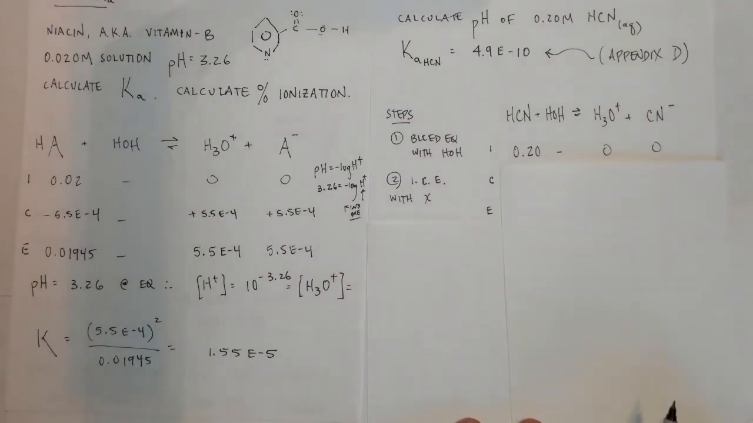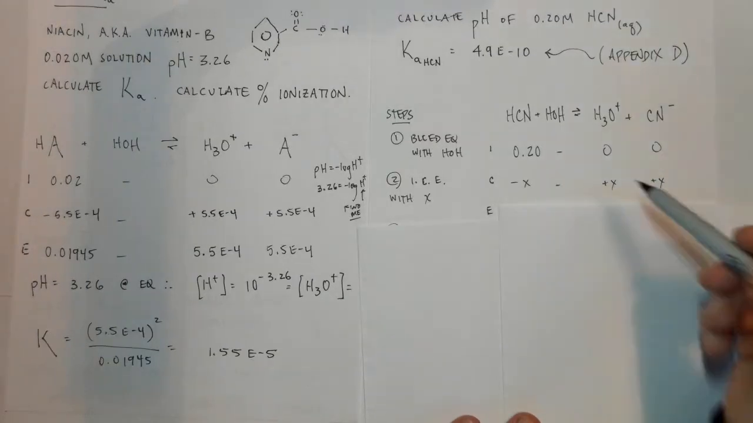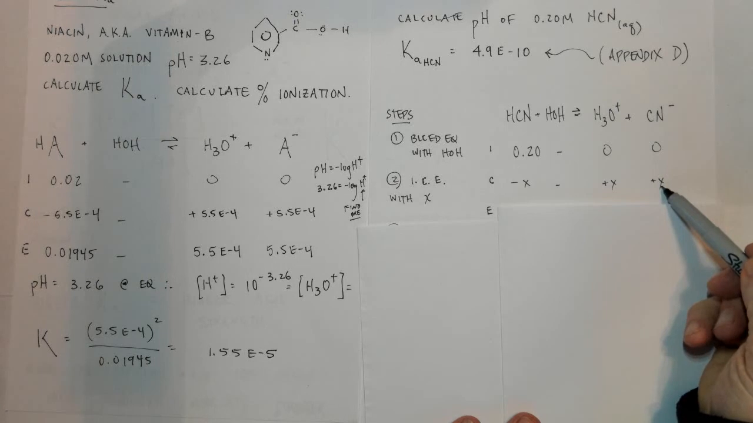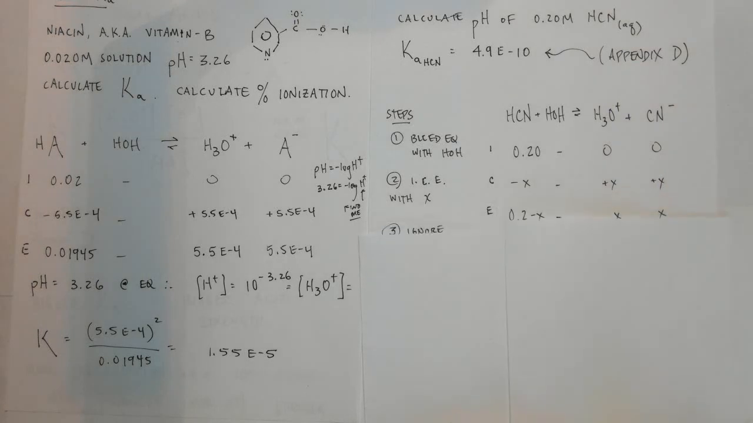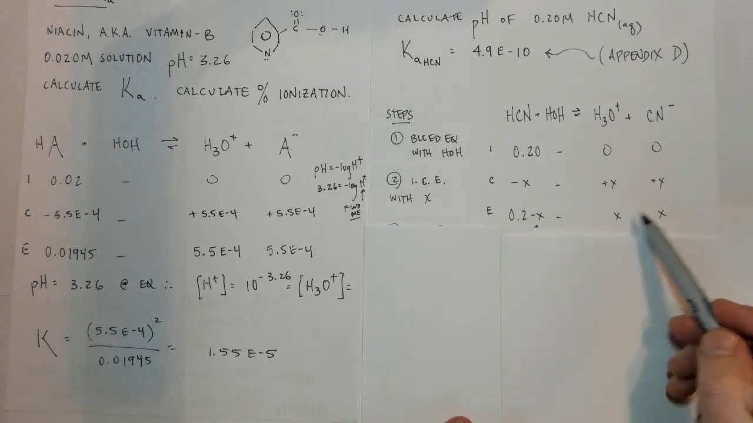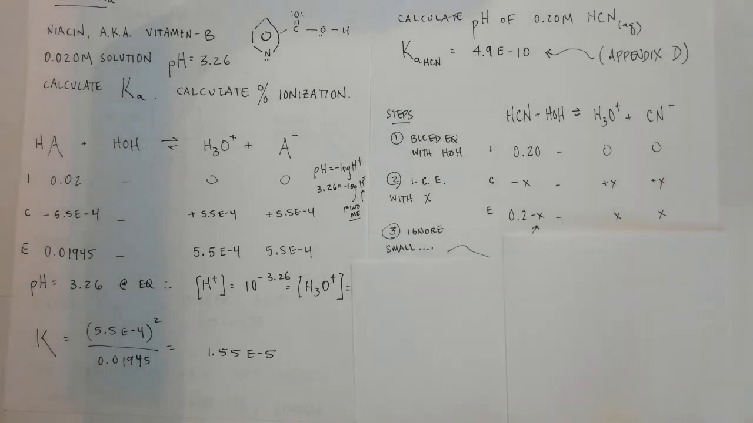So use X. How much are we going to lose on this side? We'll lose X. How much are we going to gain on this side? X and X. At equilibrium, we're going to end up with 0.2 minus X, and then we'll end up with X here and X here. Now, here's the tricky part. Instead of making this into a quadratic formula, we're going to make an assumption.